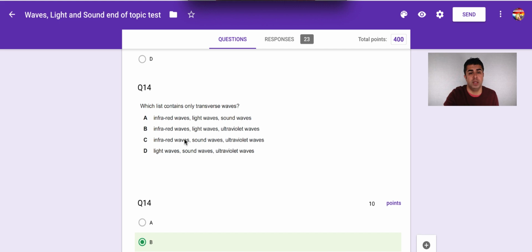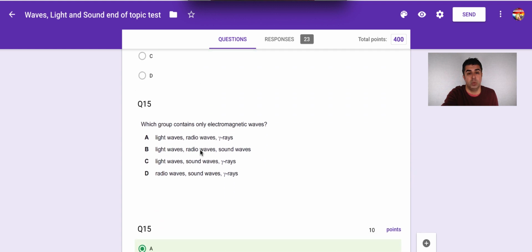Question number 14. Which list contains only transverse waves? So we're looking for light waves here, and the only one that doesn't have sound waves involved, because sound is longitudinal, is B for ball. And in B for ball, they are all light waves: infrared, light waves, and ultraviolet.